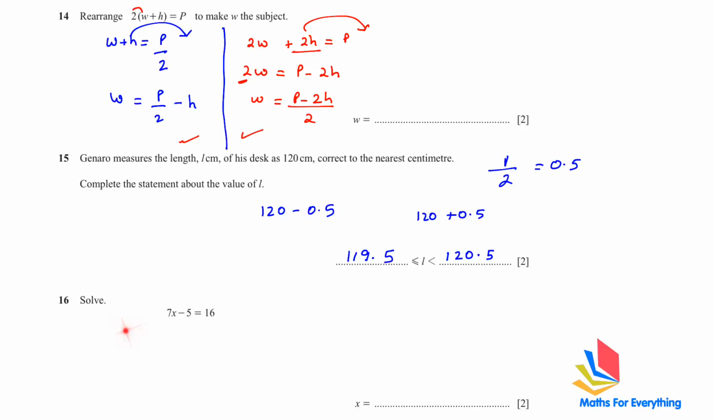Next, solve 7x minus 5 is equal to 16 to find x. So we have to make x the subject. First, we move the 5 to the other side. It will become positive. 16 plus 5, 21. This 7x means 7 multiplied by x. So when we move the 7 to the other side, it's going to be a divide. 21 divided by 7, 3. So x is equal to 3.